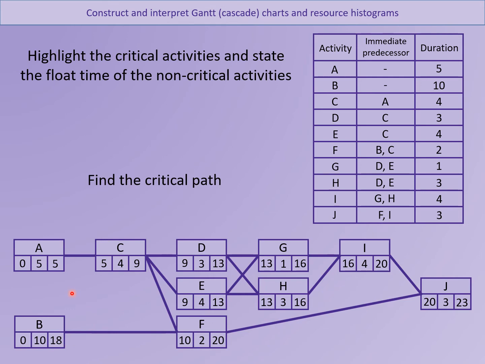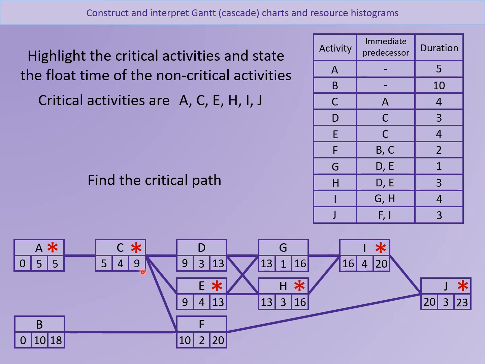Okay, so let's just go through, look for the critical activities. Well, 0 and 5 is 5. So that's definitely one. 5 and 4 is 9. 9 and 4 is 13. 13 and 3 is 16. 16 and 4 is 20. 20 and 3 is 23. So we've got these critical activities.